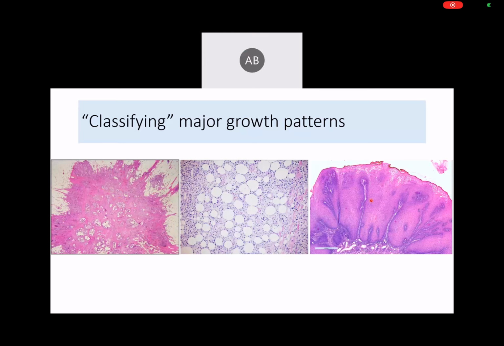First of all, do you think it's infiltrative? Yes, more infiltrative. The answer is yes. Yes, this is infiltrative. Do you think this one is infiltrative? Yes. Do you think this is infiltrative? Yes, ma'am. The third one is infiltrative? The answer is no.